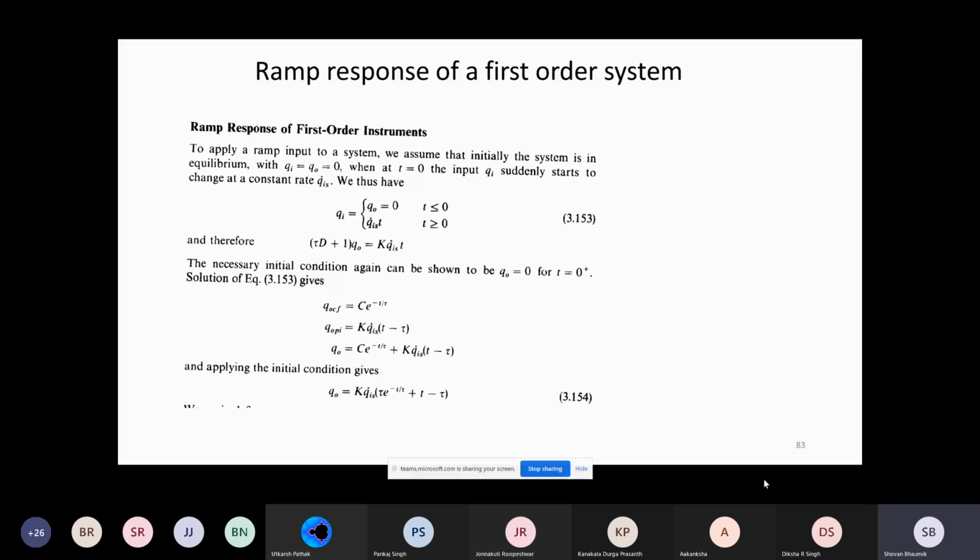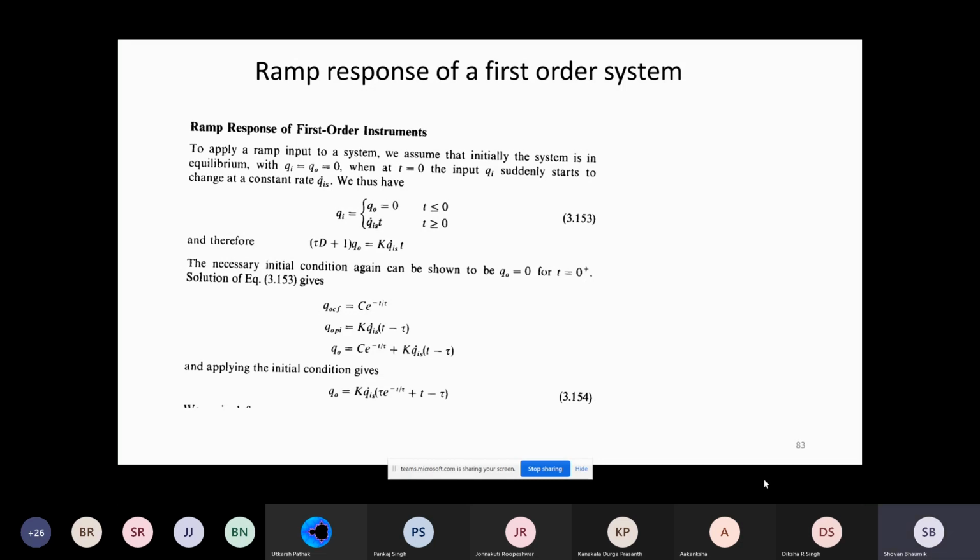So (tau D plus 1) Qo will equal K Qis dot t, and this is the governing equation. This equation you can solve either in the time domain or in the frequency or Laplace domain. Suppose you solve it in the time domain, you have both the complementary function and the particular integral. You get Qoc, which is C e to the power minus t by tau, and Qop, which is K Qis dot (t minus tau), and the overall solution is the sum of these two. So Qo equals C e to the power minus t by tau plus K Qis dot (t minus tau).